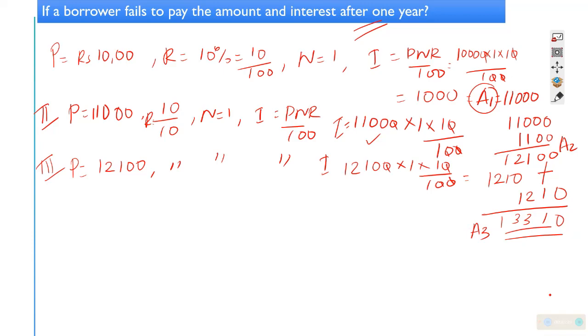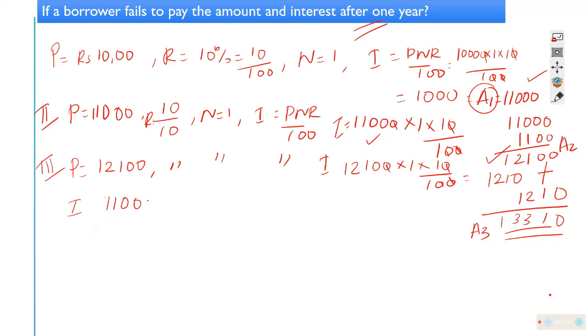This way, his interest will keep on increasing. First year it was 1,000, second year became 1,100, third year it became 1,210, and it is compounded, added with the principal. Naturally, at the end of first year he will pay 11,000, then second year he will pay 12,100, if he is paying. If the second year he will pay, then third year 13,310.